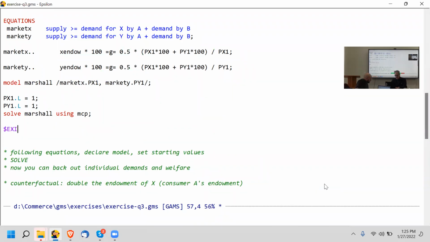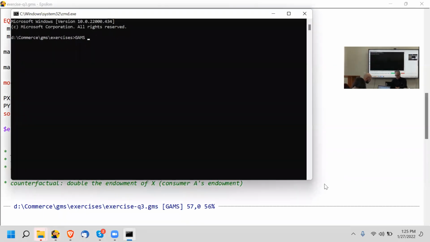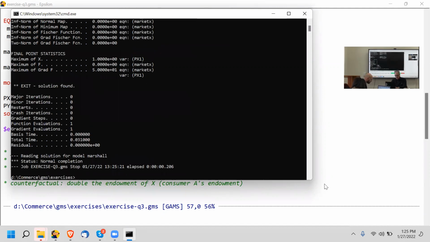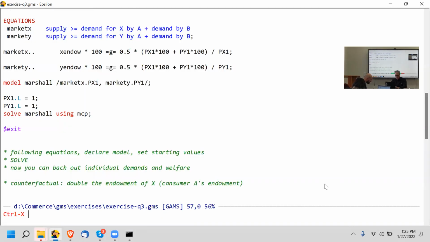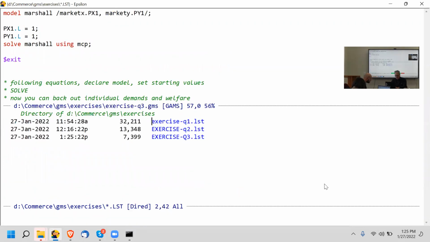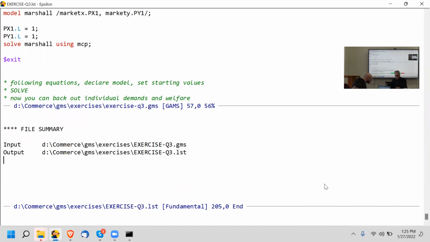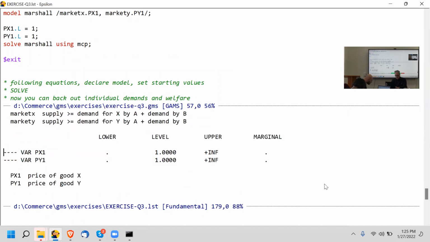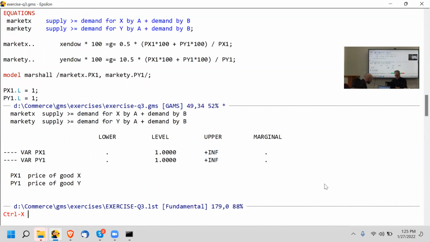This should be exactly equal, as though we just add up the two consumers together. We don't have differences. Exercise Q3. Then we get a solution. Everything looks okay to me. PX1 is equal to 1, PY1 is equal to 1. So that looks all fine.